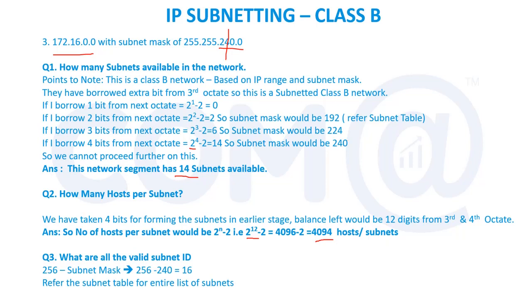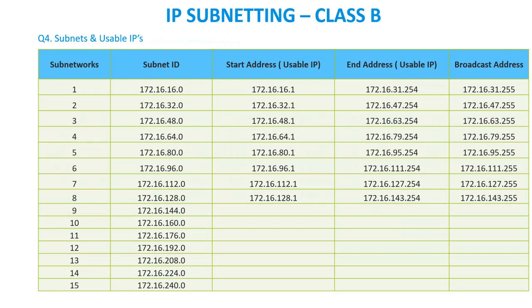So what are all the valid subnet IDs? Just take 240, subtract it from 256, you'll get 16. Now it will go in increments of 16. See the table, where it is getting increased. Since I have already explained, I didn't mark it here. Anyway, I'll just give it to you as an example. I'm just making the changes in the third segment, right? Why? Because this is a subnetted class B where we have to make the change. So I'm not going for the complete 14-subnet table.